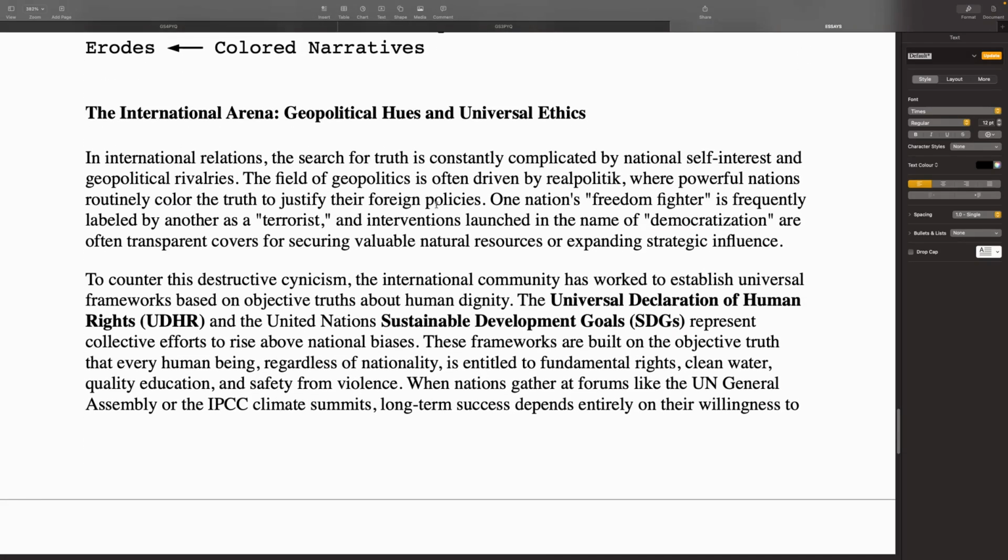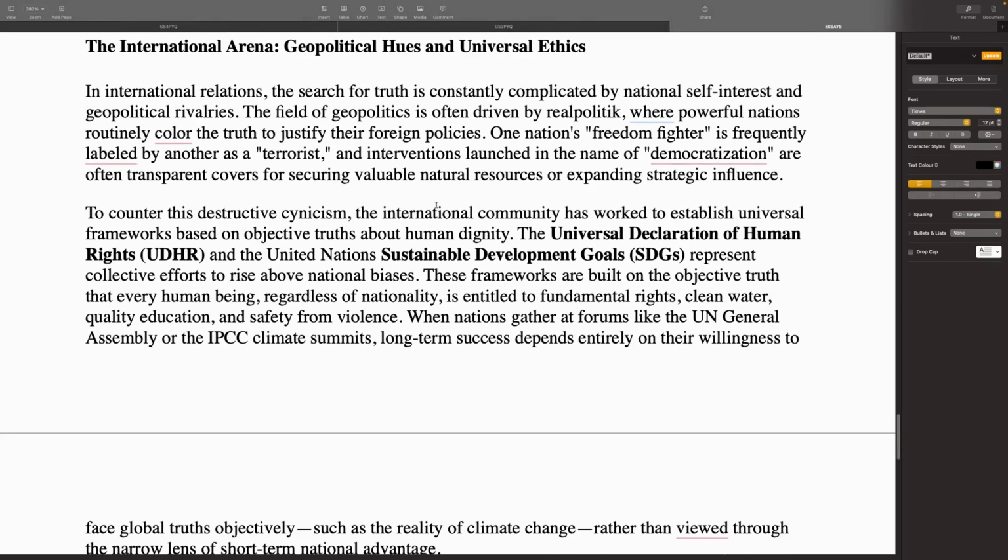In international relations, the search for truth is constantly complicated by national self-interest and geopolitical rivalries. The field of geopolitics is often driven by realpolitik, where powerful nations routinely color the truth to justify their foreign policies. One nation's freedom fighter is frequently labeled by another as a terrorist, and interventions launched in the name of democratization are often transparent covers for securing valuable natural resources or expanding strategic influence.